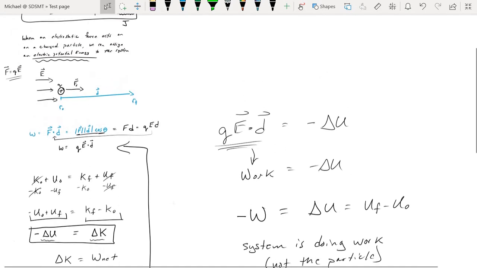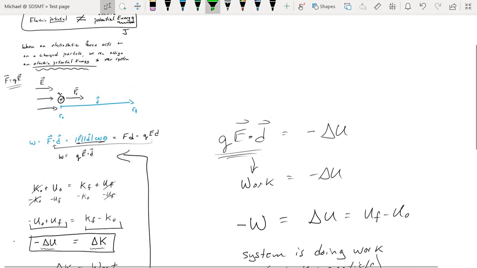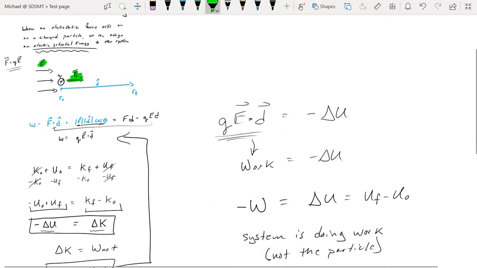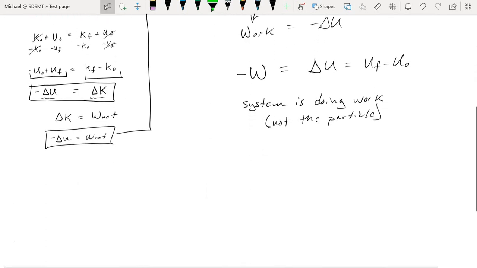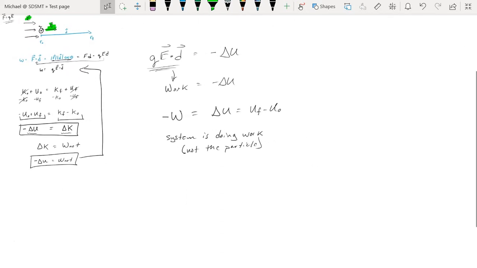But that should be pretty evident, because we need the electric field of the system to interact with the charge to produce that force, and we need that force to produce the work. All right.